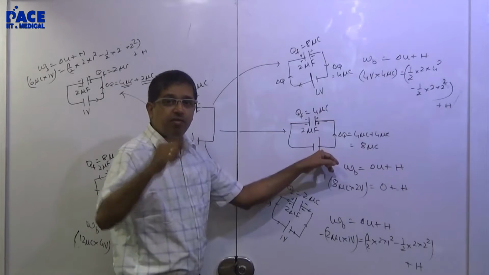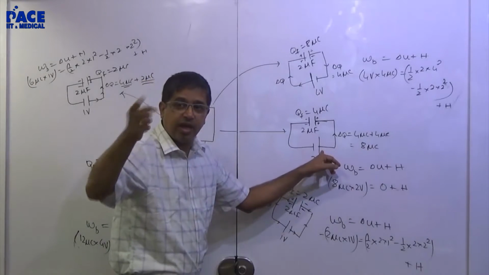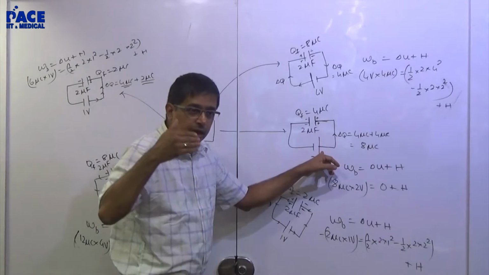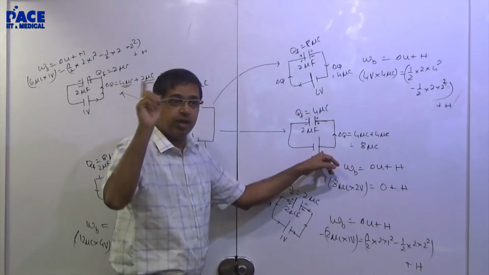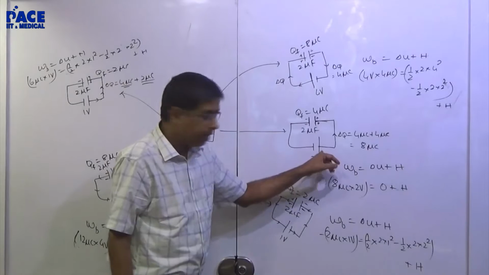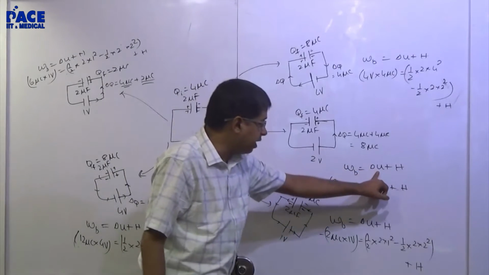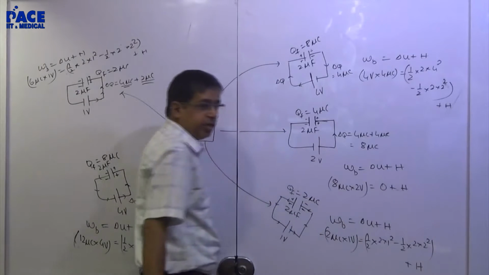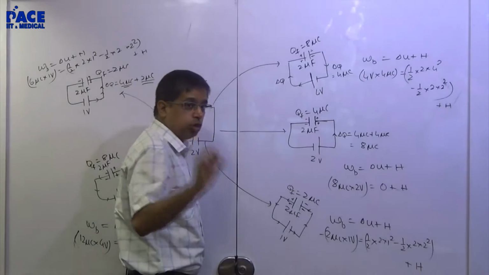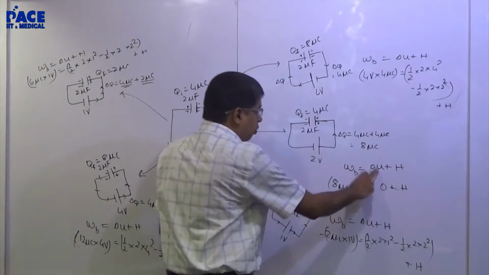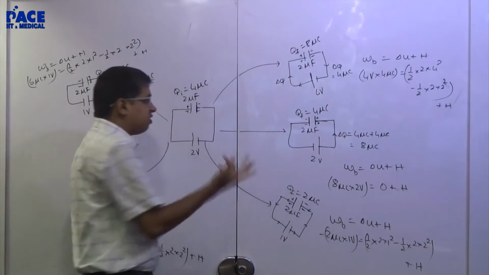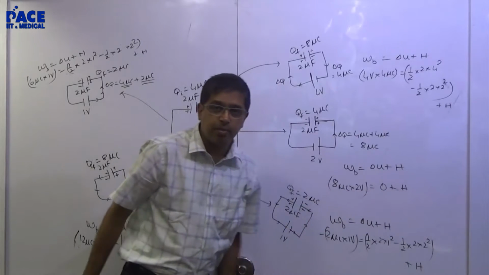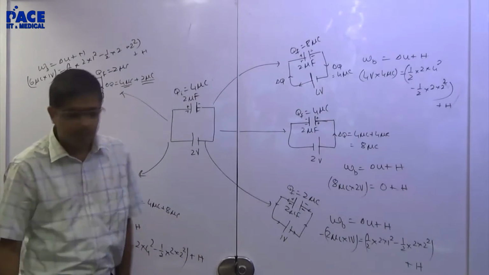Battery positive terminal is pushing positive charge, hence work is done by the battery. Right? So work done by the battery is delta U plus heat loss. Total of 8 microcoulombs into 2 volts, 16 microjoules. Delta U will be half CV square here, half CV square here are the same. So delta U is 0. Whole of the work done by the battery will be lost in the form of heat.